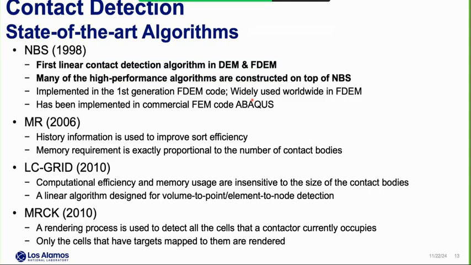So here I'm showing you some state-of-the-art algorithms for contact detection. And what I wanted to mention here is that the MBS algorithm, which was proposed by Professor Moniza, was the first linear contact detection algorithm, and many of the high-performance algorithms are constructed on top of MBS. And especially for students, if you are interested in contact detection algorithms, MBS is a good start point.